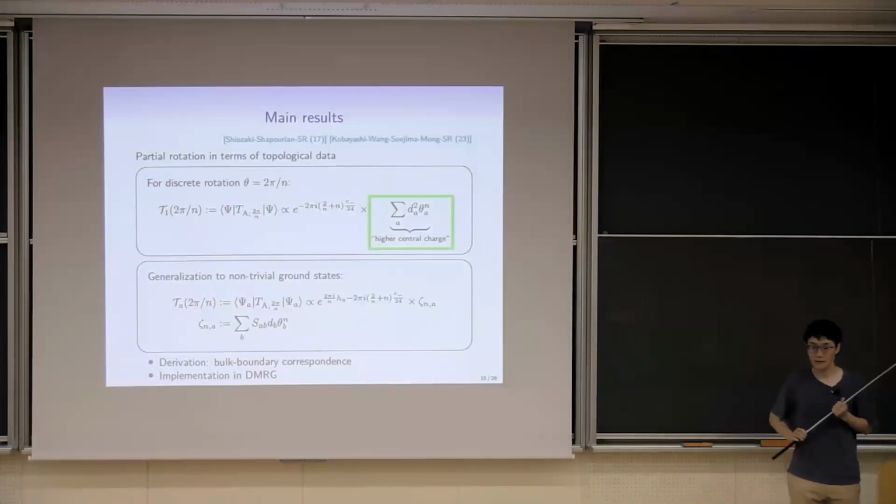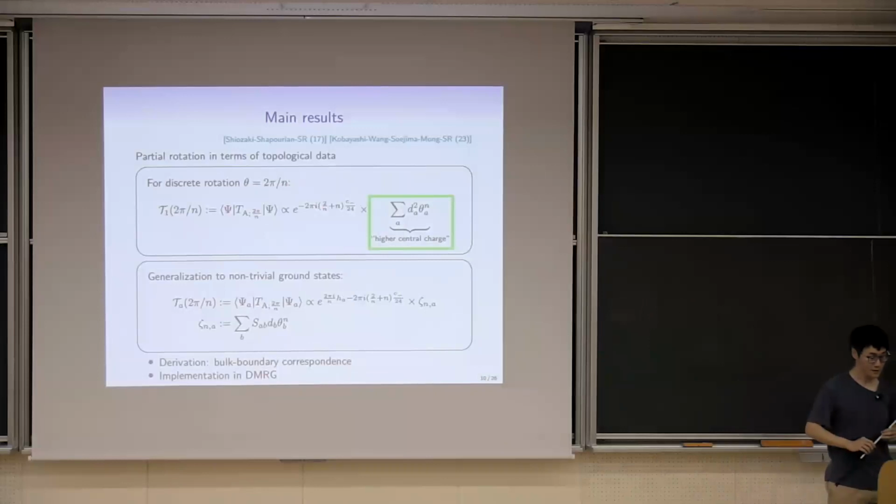In the CFT calculation, how to implement trivial or non-trivial ground state information? How to implement it in the CFT calculation? Since you know the detail, I'll just give a technical answer. You just pick a particular Ishibashi state. I see. Yeah. Okay.